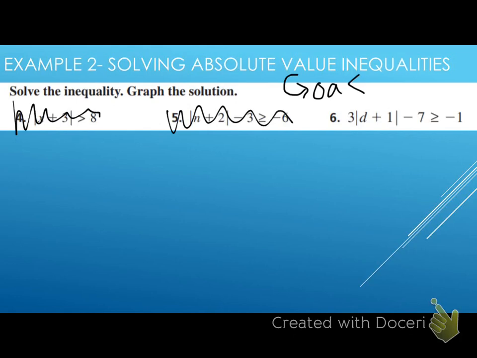Number 6. Is my absolute value completely by itself? No, that's the very first thing I need to do. Always get the absolute value by itself first. What would be my first step to get it by itself? Add 7 to both sides.